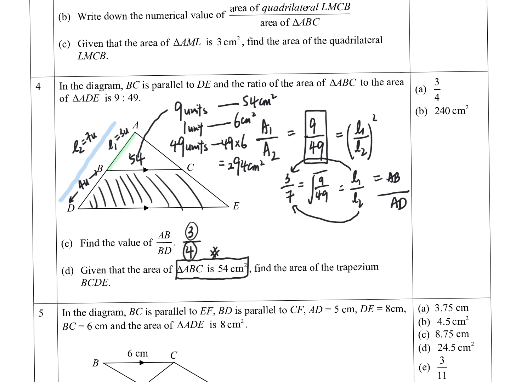The whole thing is 294. The top part is 54. How to find the trapezium? 54 divided by 9, no need to divide already. This whole thing is 294. Yes, just take away that 54.